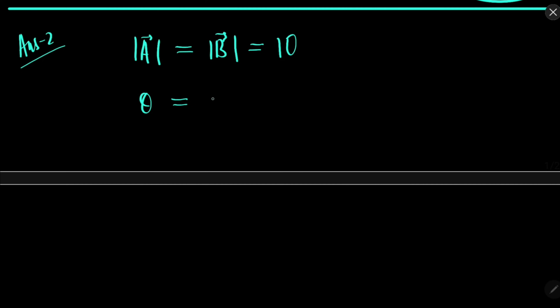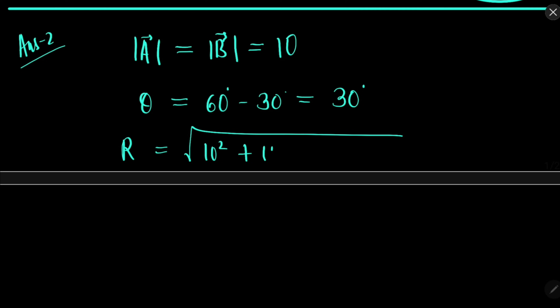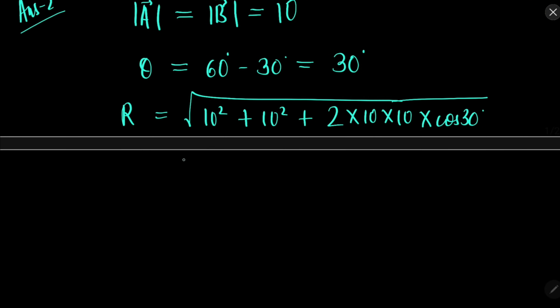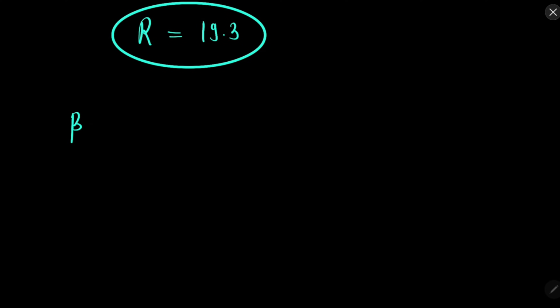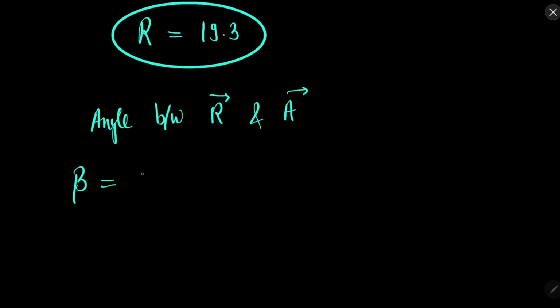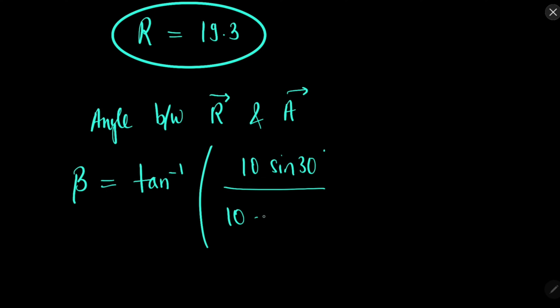Then the angle between the two vectors will be 60 degrees minus 30 degrees, that is 30 degrees. So what will be the resultant magnitude? Square root of 10 square plus 10 square plus 2 into 10 into 10 into cos 30 degrees, just like the above question. After solving this you will get 19.3 units. The resultant will be 19.3 units. Now what about the angle beta? Let's say the angle between the resultant and vector A is beta. It will be tan inverse, just like the above formula, of 10 sin 30 degrees upon 10 plus 10 cos 30 degrees.